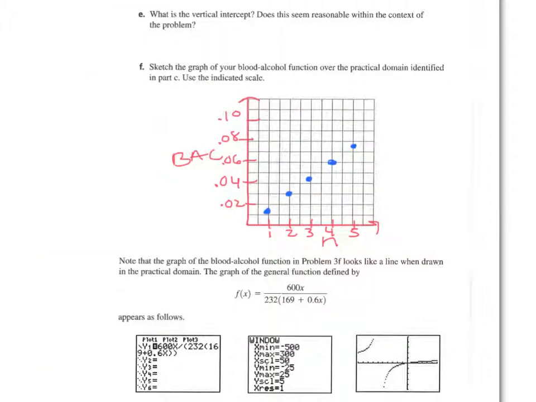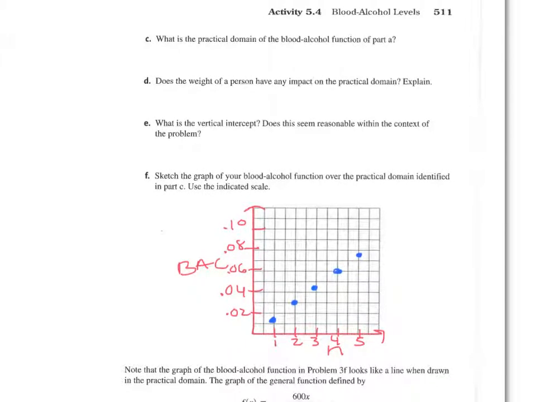Okay, so now let's see. What is a practical domain of the blood alcohol function? What values of n can I plug in for this? We did the table for 1 through 10, and I am able to plug in 0. So my domain would be anything from 0, and then let's see what's a reasonable practical domain. We want to be under the legal limit, so you could say 0 to 4. Depending on your weight, it might be 0 to 3, it might be 0 to 5.